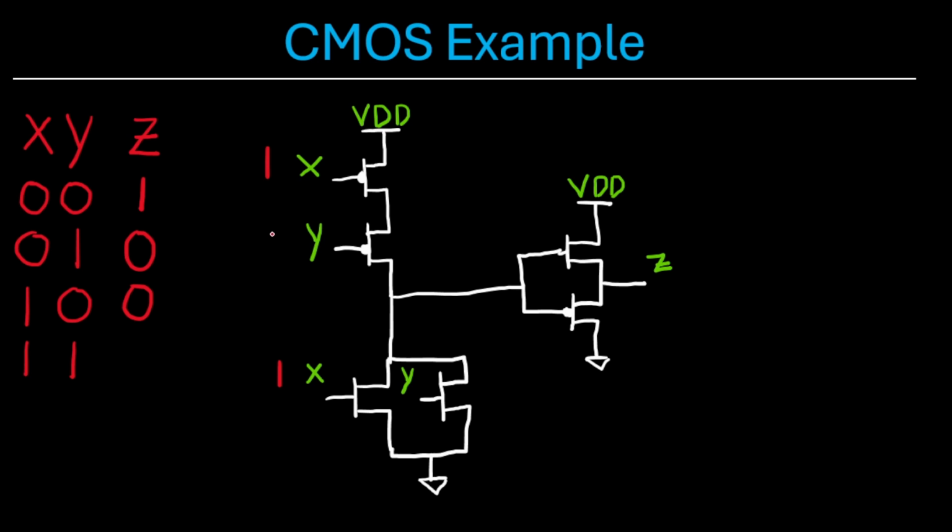And lastly, for input 1, 1, both these two top PMOS transistors are off. No connection is made from VDD down here. These two NMOSs down here are both on, which connects ground to this node up here, going to the two gates of these transistors here. That turns this PMOS on, which connects ground to Z, resulting in an output of 0. And what we have here, as we just verified, is a NOR gate CMOS circuit.